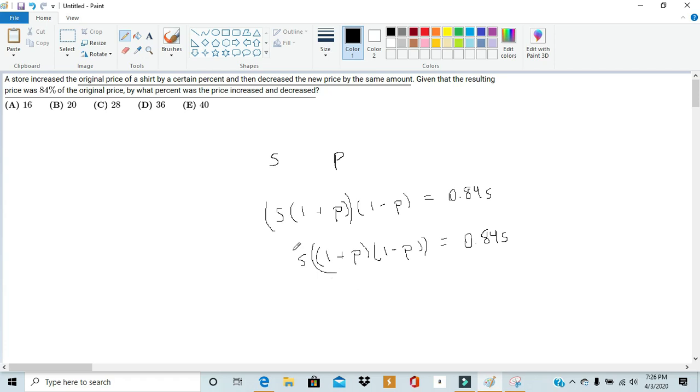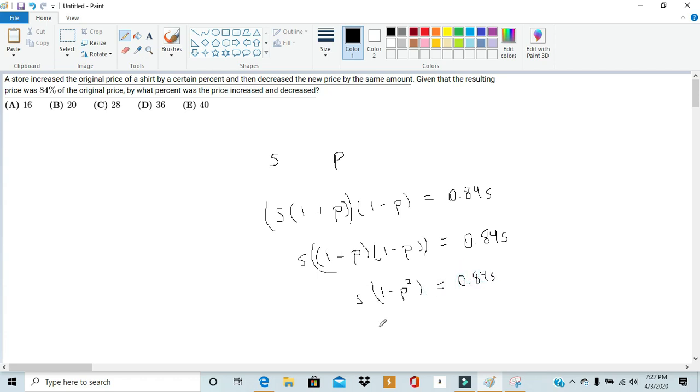Then we can use difference of squares to multiply these two together. So we get 1 plus P times 1 minus P to give us 1 minus P squared. And this can be done because when we FOIL this out, we're going to get 1 times minus P plus P times minus P squared. And the plus P and minus P will cancel each other out, leaving us with just 1 minus P squared. So we get S times 1 minus P squared will give us 0.84 S.